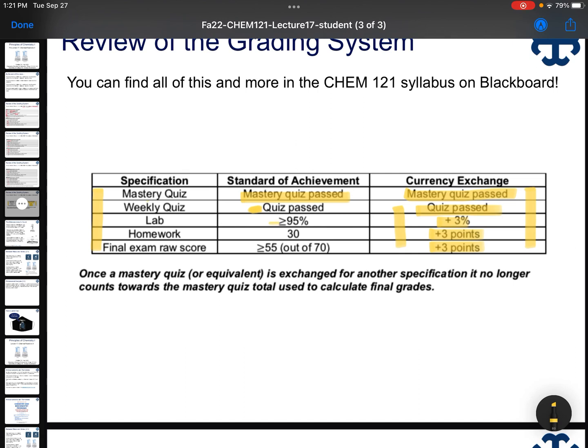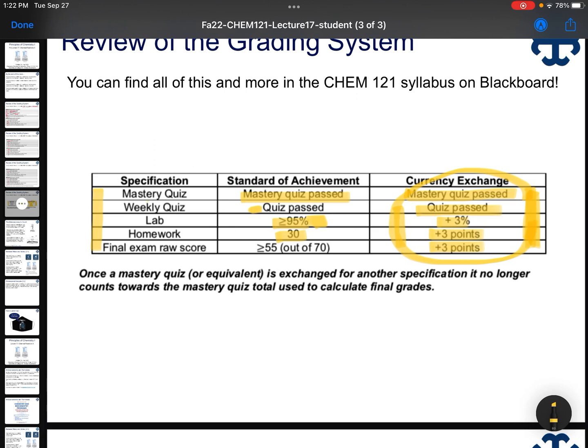If you get above or equal to a 95% on your lab grade, that also counts for any of these. So say you don't pass a single mastery quiz all semester, but you do really well in lab, you get 96% in lab, that would be exchangeable for a mastery quiz being passed, okay? Say you're also a stud at doing your homework, you get 30 out of 30, that could also count for any of these exchanges over here.